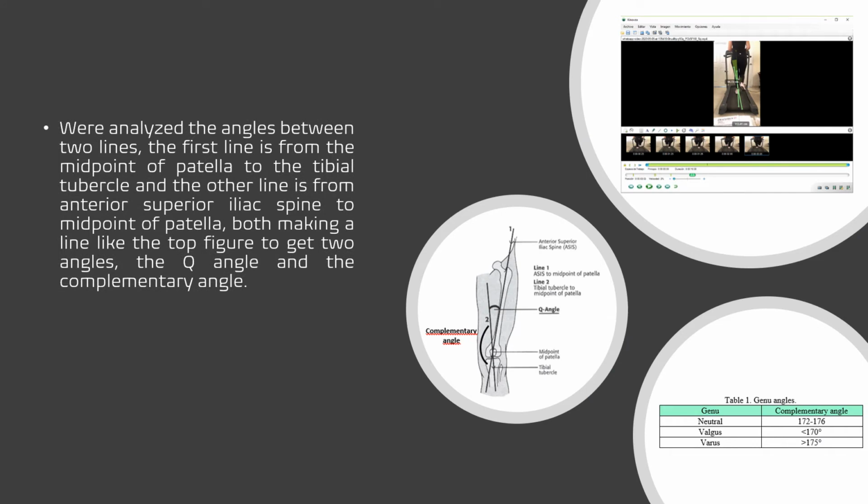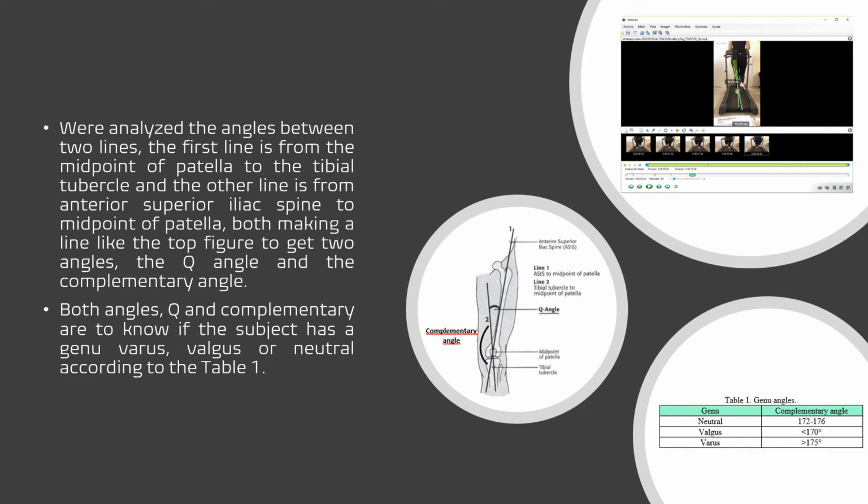The first line is from the midpoint of the patella to the tibial tubercle, and the other line is from the anterior superior iliac spine to the midpoint of the patella, both making a line like the top figure to get two angles, the Q angle and the complementary angle. Both angles, Q and complementary, are used to know if the subject has genu-varus, valgus, or neutral according to table 1.